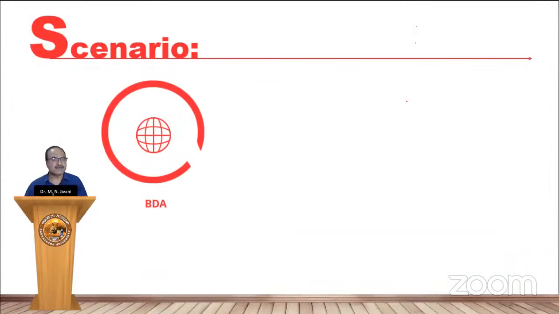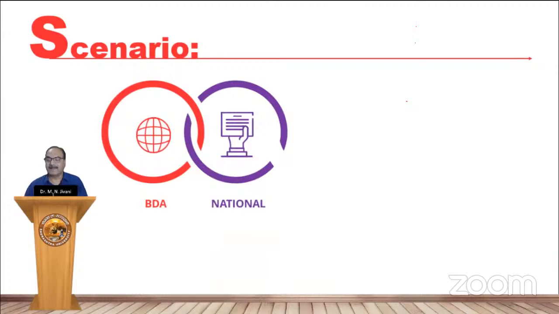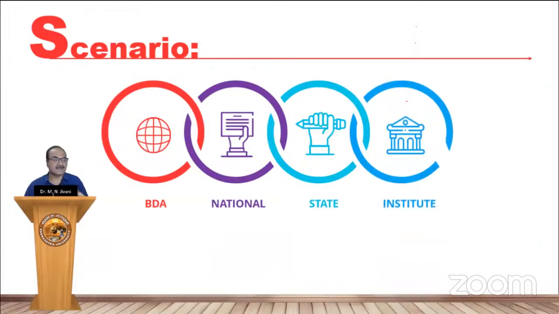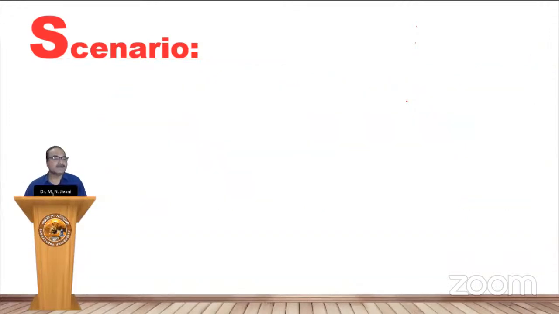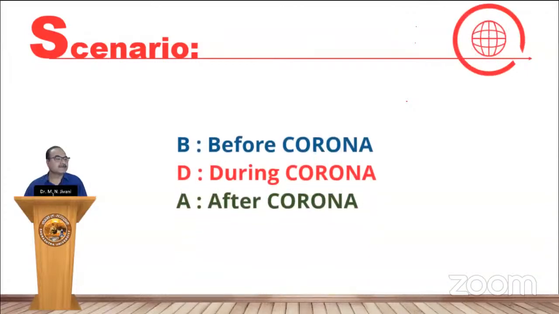If we see various scenarios, the first one is BADA. I will tell you what exactly BADA is. This is a nomenclature created by me, so I will explain what exactly BADA is. Then the national scenario, state scenario, institutional scenario, and individual scenario. So now what is BADA? It's a beautiful word. BADA means before Corona, during Corona, after Corona. So now we have three phases.